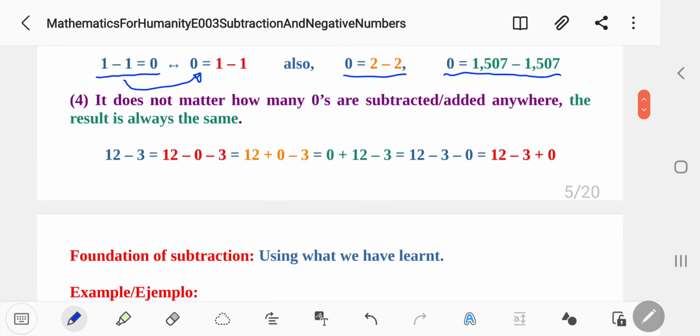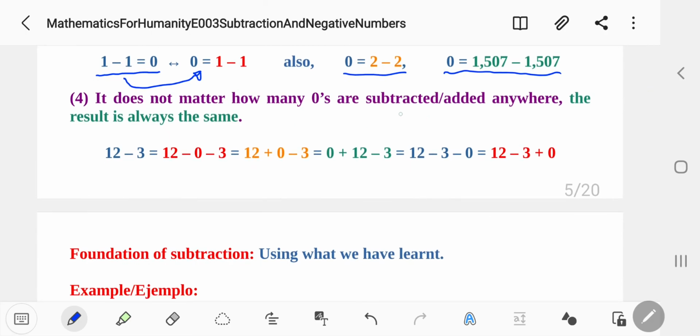Rule number 4. It does not matter how many zeros are subtracted or added anywhere, the result is always the same. So like this, for example, 12 minus 3 is equal to 12 minus 0 minus 3. Here you put the 0 between 12 and 3. It doesn't matter because 0 means nothing. It doesn't have an effect if you add or subtract it. So it's the same thing here. 12 plus 0 minus 3 is the same as 12 minus 3.